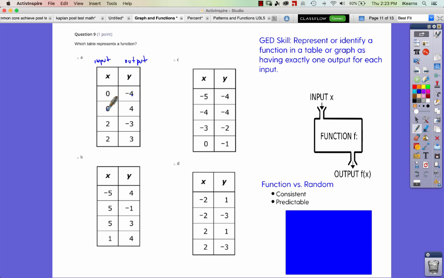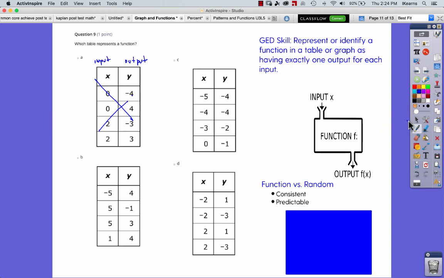The next input of 0 is outputting +4. Well, okay, that's weird. Why is the difference? This one is not a function because they have two output values for one input value. But what we want is a function that has exactly one output for each input. So this one is not a function. Same with this 2. Even though we have two different 2's, we have a -3 and a +3. This one is not a function.